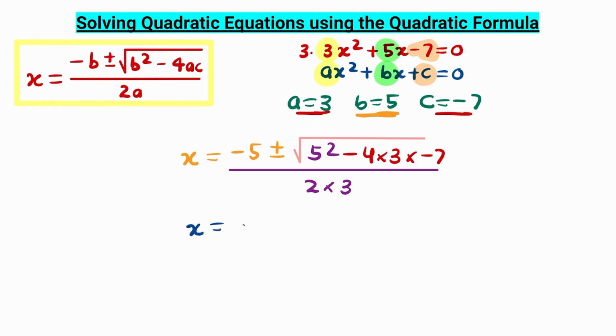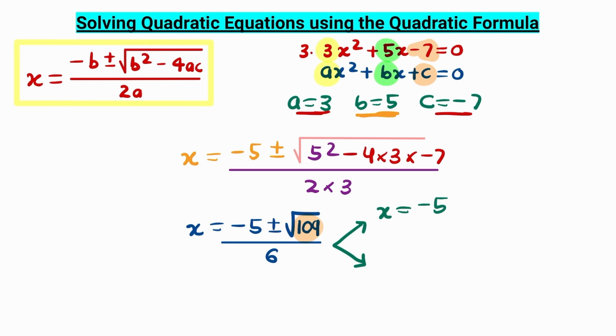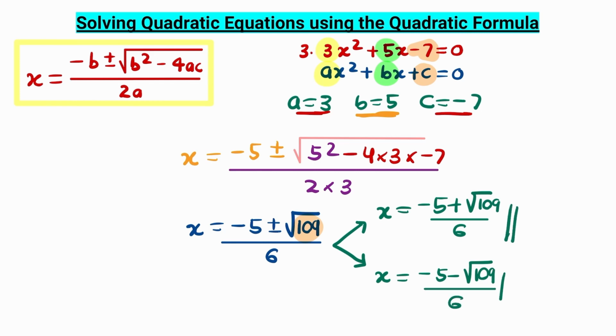x equals minus 5 plus or minus the square root of 109 over 2 times 3. When we simplify the denominator, we get 6. Now here we can't simplify the square root of 109 further. So we can take the solutions to this equation by taking the positive square root for one solution and the negative square root for the other solution. x equals minus 5 plus square root of 109 over 6, and for the other solution, x equals minus 5 minus square root of 109 over 6. Those are the final answers.